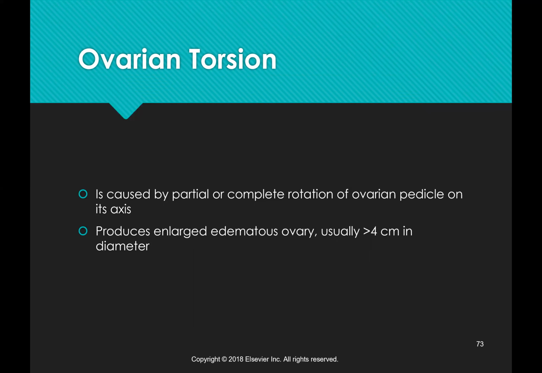Ovarian torsion is the last thing we're going to talk about before we're done today, and it is caused by partial or complete rotation of the ovarian pedicle on its axis. So if you can imagine, this would be a very, very painful situation. These patients can barely walk, let alone get on the table. So a lot of the times this is diagnosed clinically.